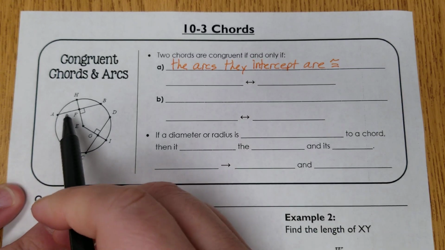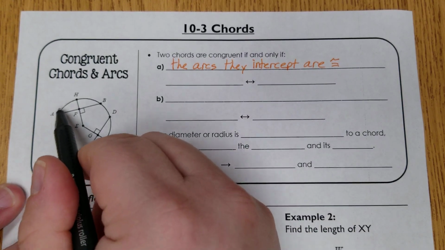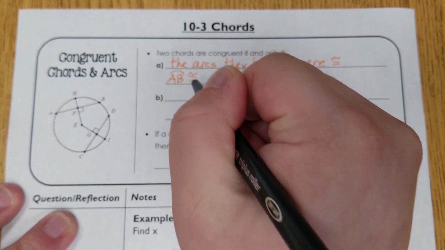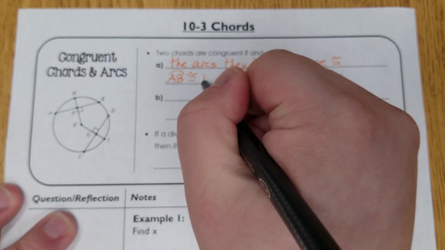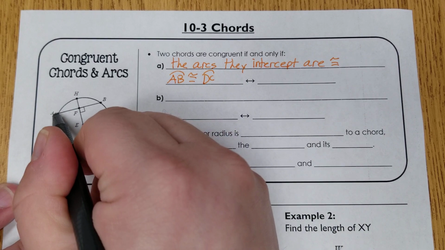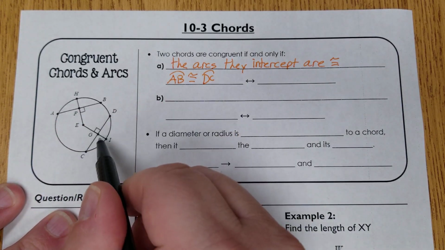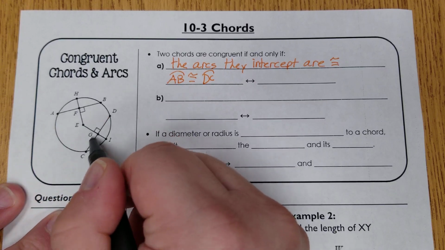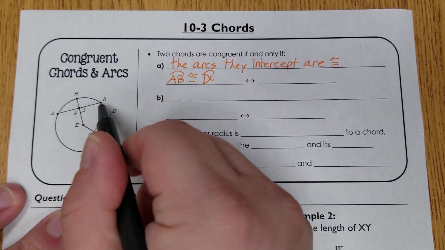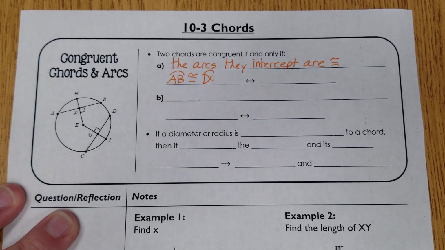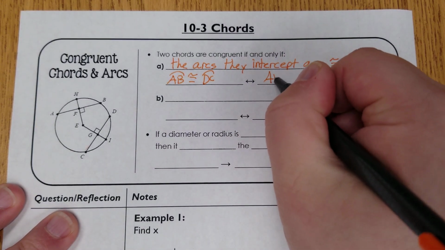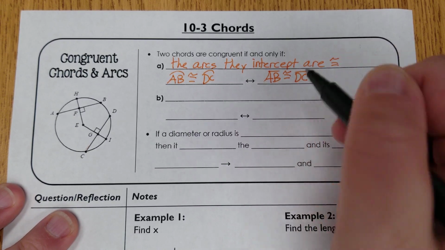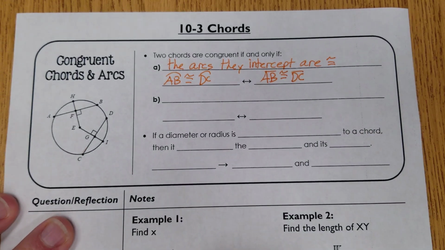So for example, in this picture, if we see that arc AB is congruent to arc DC, so we have this arc here, A to B, matching this arc here, D to C, then we know for a fact the chords that create those arcs, the actual segments AB and DC, have to match up as well. So AB is a congruent segment to DC. Those two chords have to be the same length.